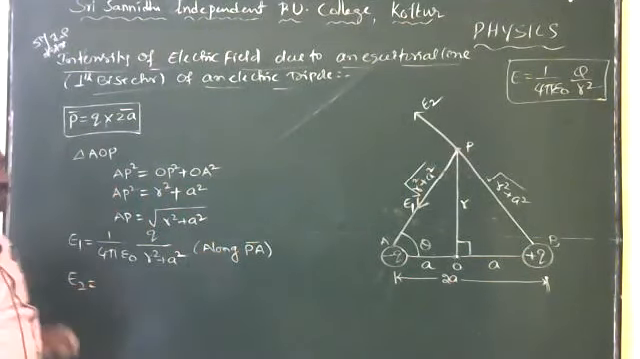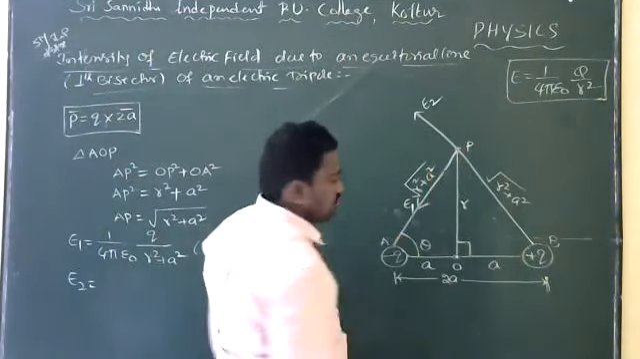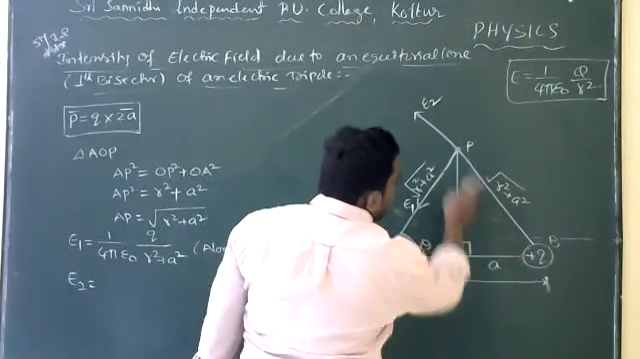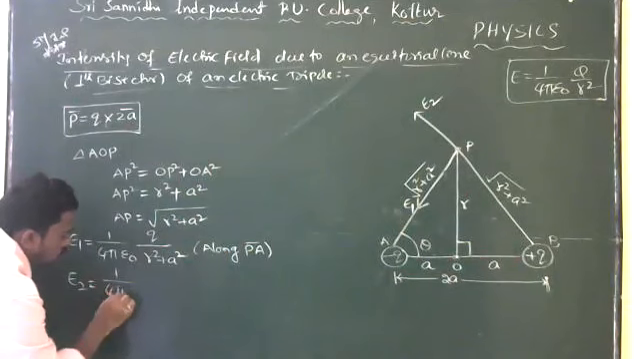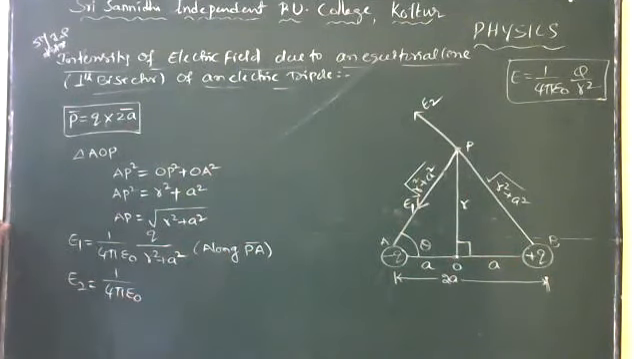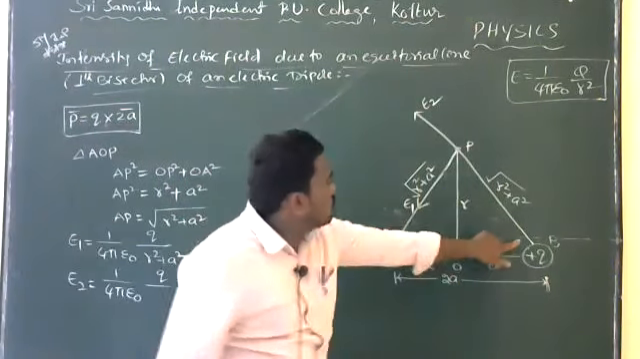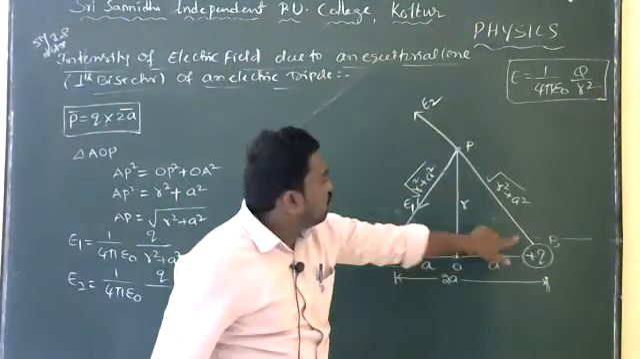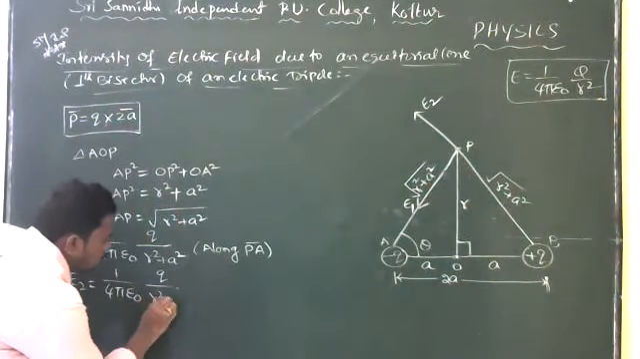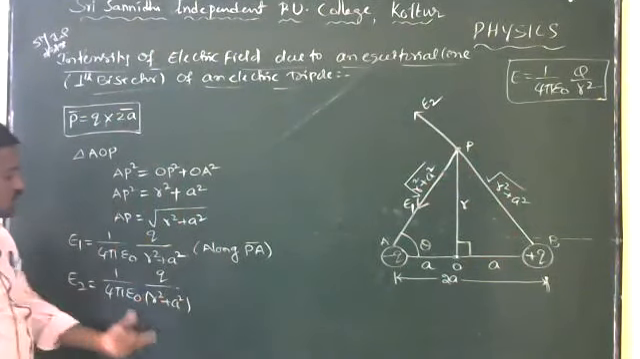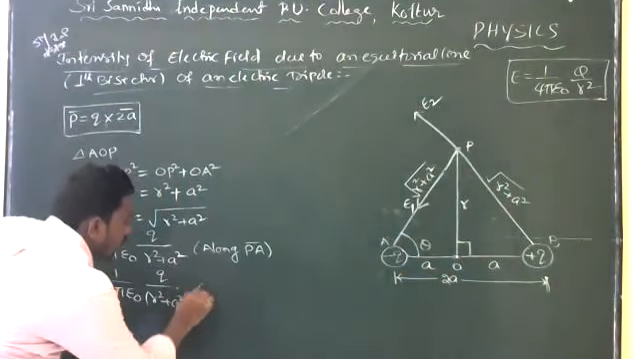Next, calculate E2. The intensity of the electric field at point P due to the positive charge, in this direction. So E2 is equal to 1 by 4 pi epsilon naught Q divided by BP square. The distance square is BP square, so the square root cancels, and finally it is R square plus A square. In what direction? Along BP.